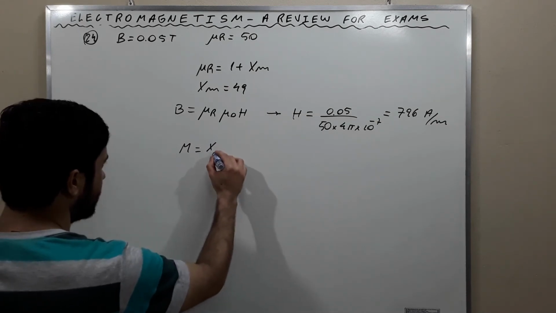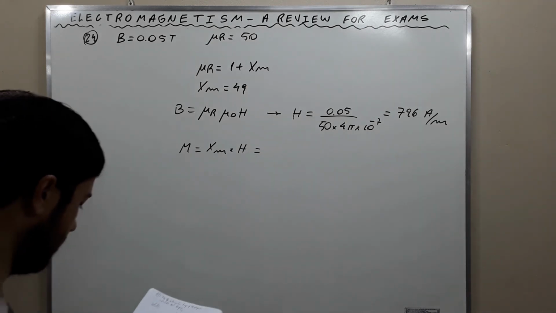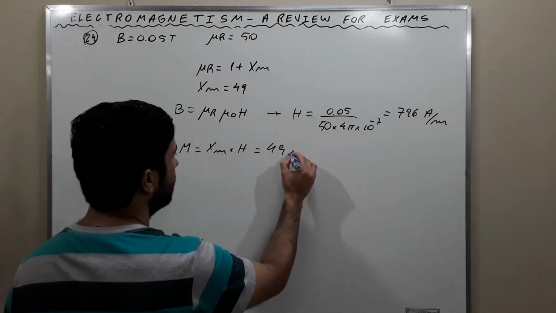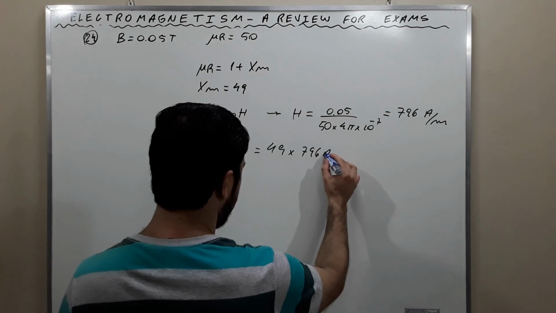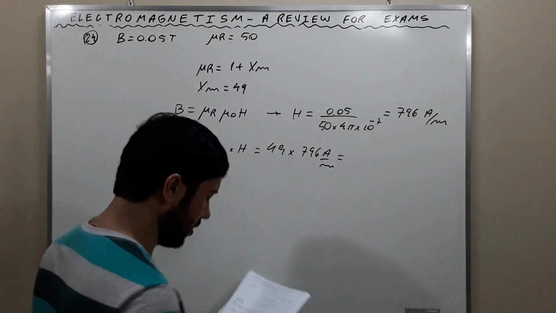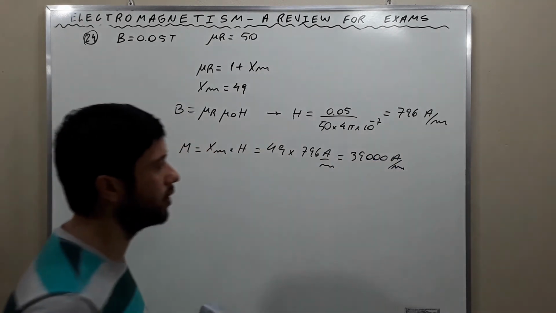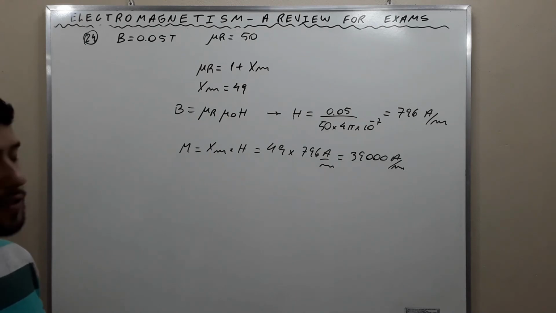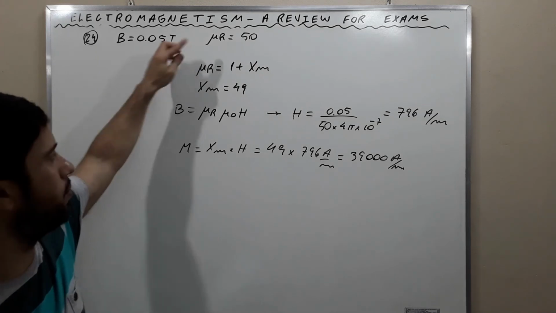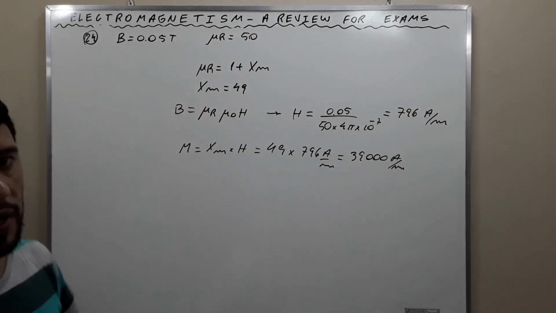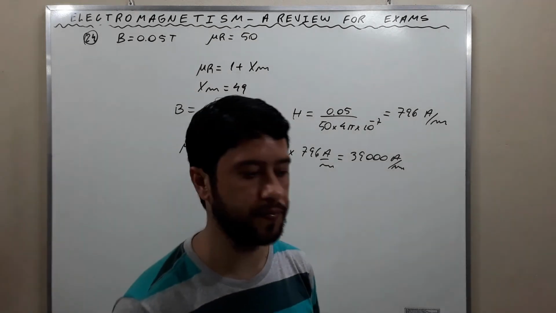And finally, the magnetization is related to the magnetic field as follows, which is the susceptibility times the magnetic field, and this is going to be 49 times 796 amperes per meter, and then the magnetization is 39,000 amperes per meter. Okay, my friends, very easy exercise just to practice the concepts of relative permeability, susceptibility, and magnetization. Let's go now to exercise 25.